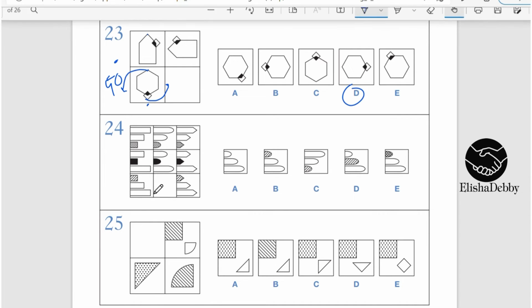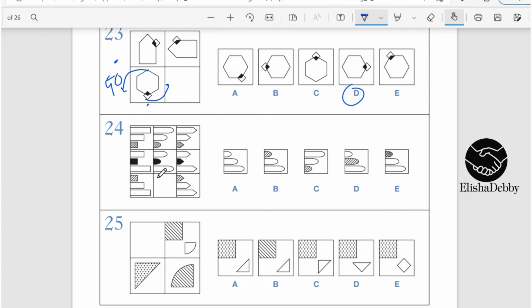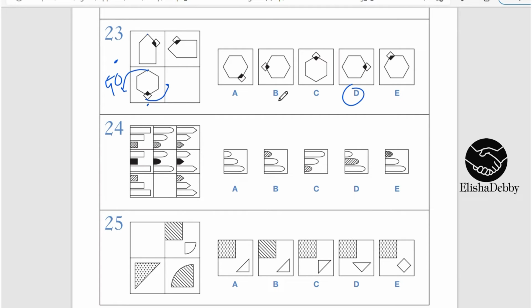Then for 24, what element are we looking at? Which one will complete the block? We can see the same shape is here, here, here. It just goes like a staircase. The same shape, but one is patterned, one is smaller, and one is blank. The same goes there. So the third one is patterned. Here the middle one is shaded, and here the first one is also patterned.